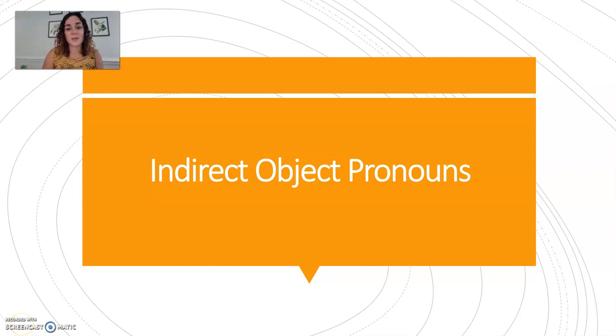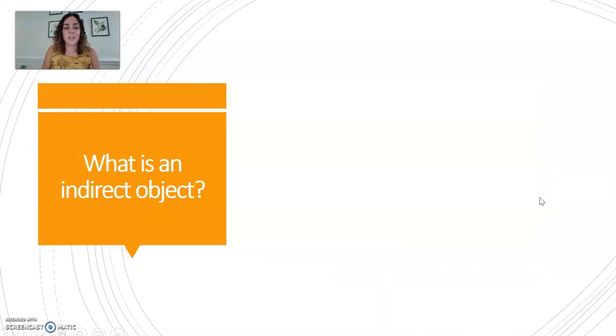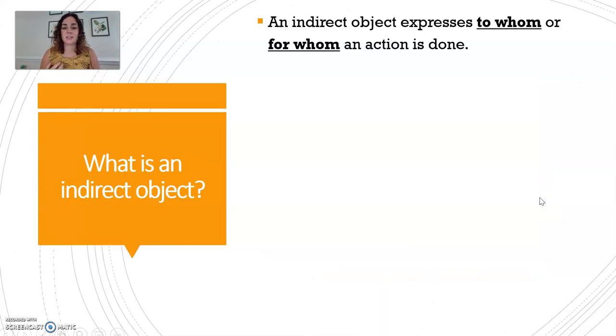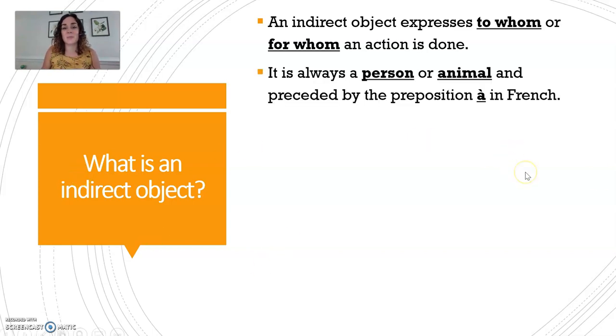Bonjour. In today's video, we will be looking at indirect object pronouns in French. An indirect object is something that expresses to whom or for whom an action is done in the sentence. So you'll have a subject and an action, and then the indirect object is the person or animal receiving that action. An indirect object is always a person, or it could be an animal, and it's usually preceded by the preposition à, which means to or for.